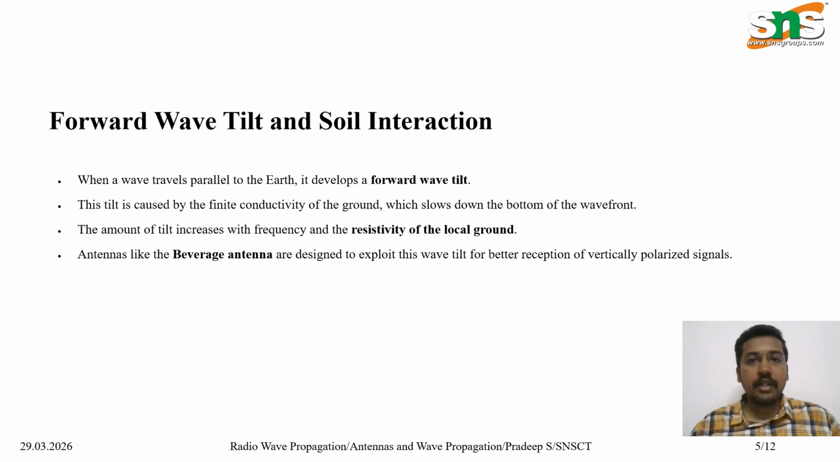Forward wave tilt and soil interaction. When a radio wave travels parallel to the Earth's surface, it experiences a forward wave tilt. This happens because the lower part of the wavefront slows down due to the finite conductivity of the ground. As a result, the wave tilts forward in the direction of propagation. The degree of tilt increases with higher frequencies and higher soil resistivity. Certain antennas, like the beverage antenna, are specifically designed to take advantage of this effect for improved signal reception.